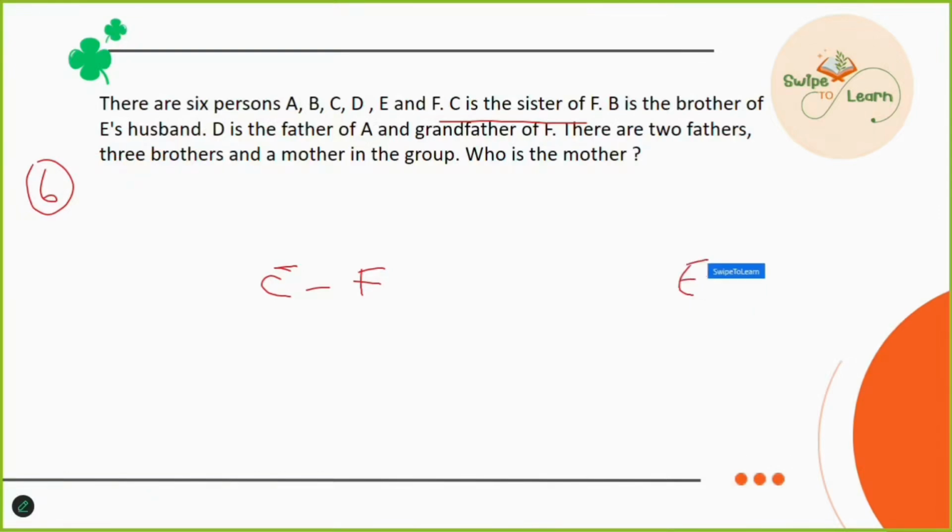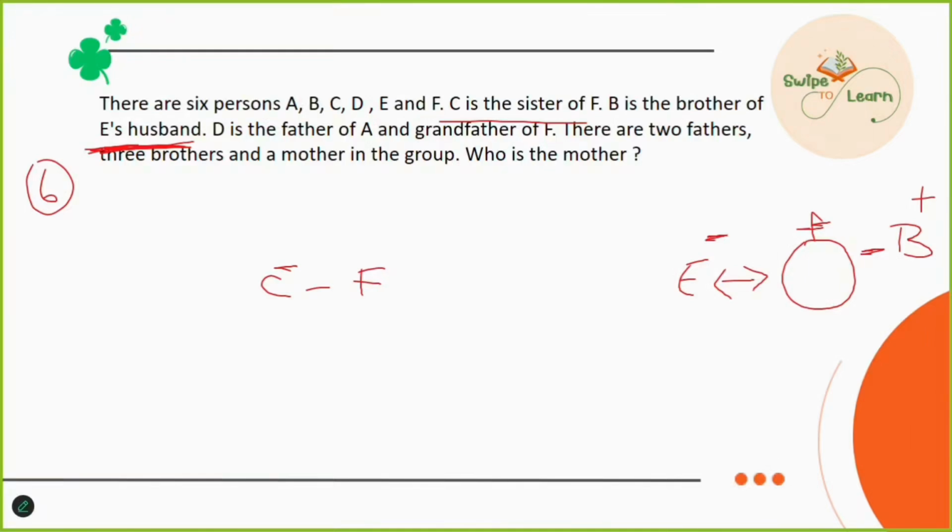So we have a person called E, and E has got married to some other person. That person has a brother who is B. Here it is saying E's husband, so definitely E is a girl, and this person is a male. This person is male and has a brother who is B.